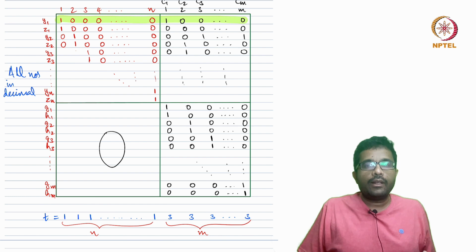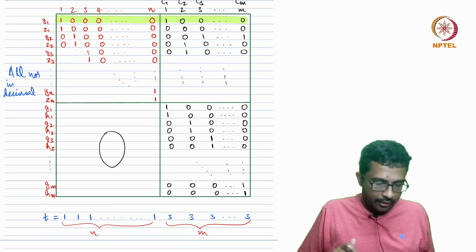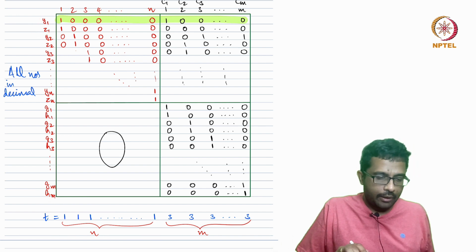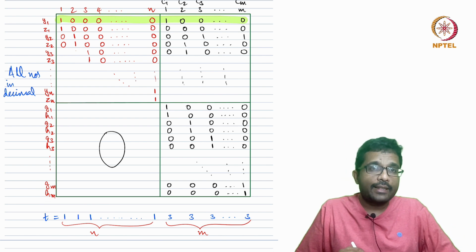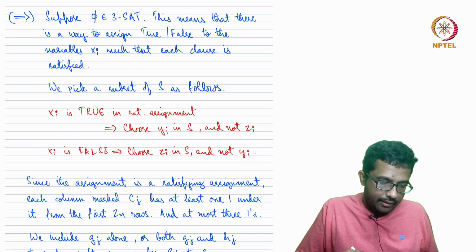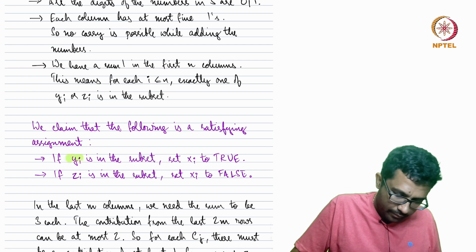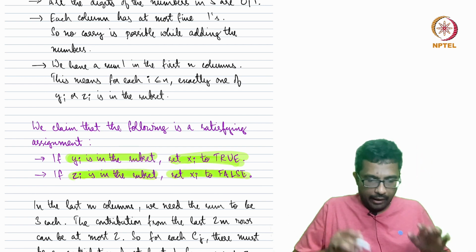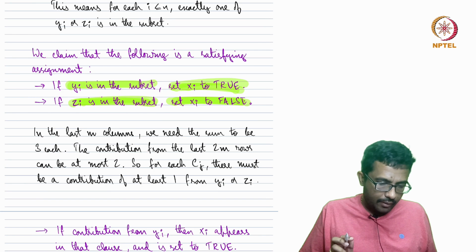So the assumption is that the set S has a subset that sums to T. From the subset, we are going to build a satisfying assignment. What I just said is that for each i, either y_i is there or z_i is there, but not both. So if y_i is in the subset, we set the corresponding x_i to true. If z_i is in the subset, we set x_i to false. This is how we are going to set the variables. As we have already established, exactly one of y_i or z_i is going to be in the subset.